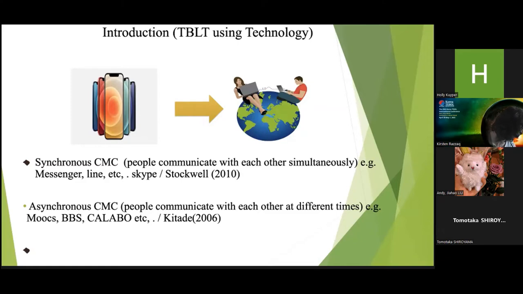This is the definition of Lupini, 2007. Joy 100, 2011, states that most computer-mediated communication is text-based communication. So computer-mediated communication is divided into two groups. The first is synchronous computer-mediated communication, where people communicate with each other simultaneously, for example on Zoom and messengers like Line or Skype. The other is asynchronous computer-mediated communication, where people communicate at different times, for example MOOCs, Blackboard, Moodle and forum discussions.